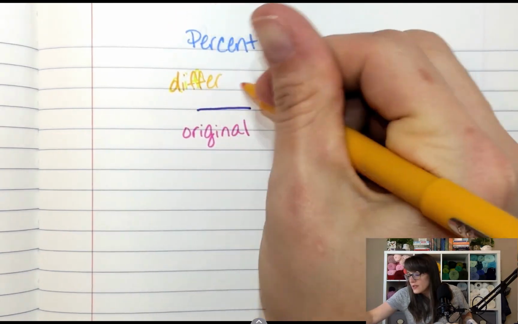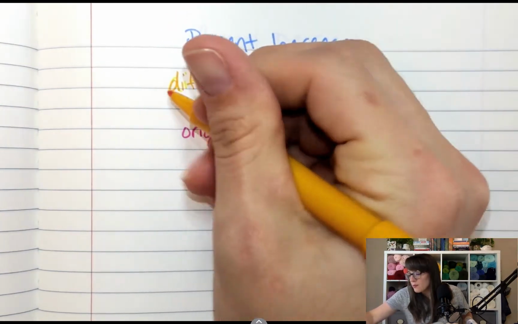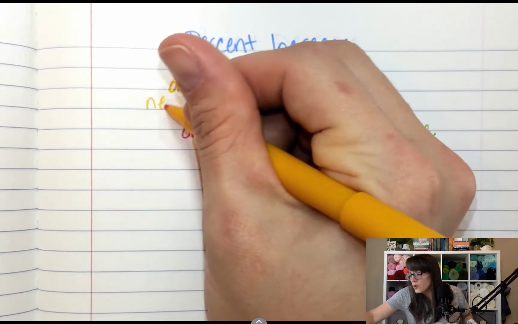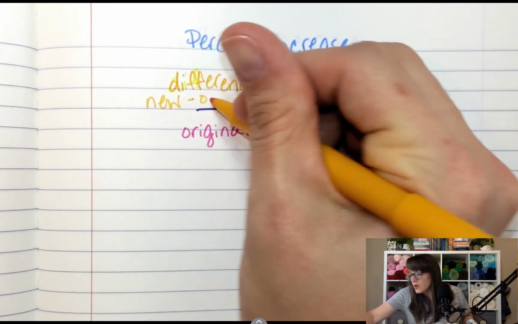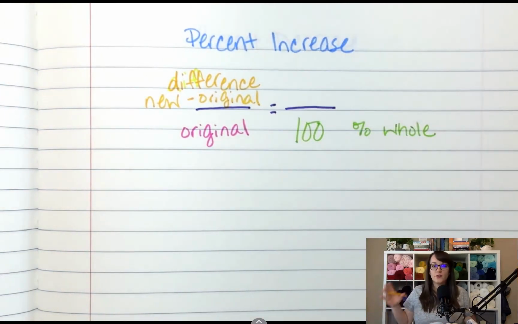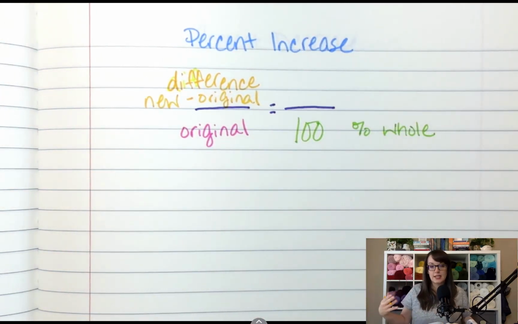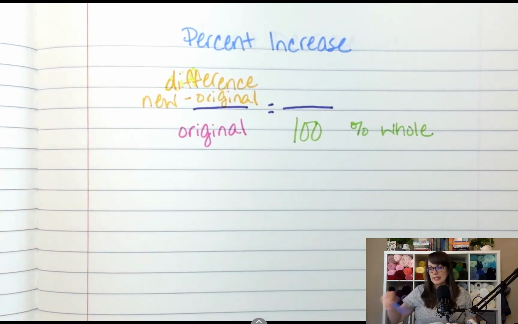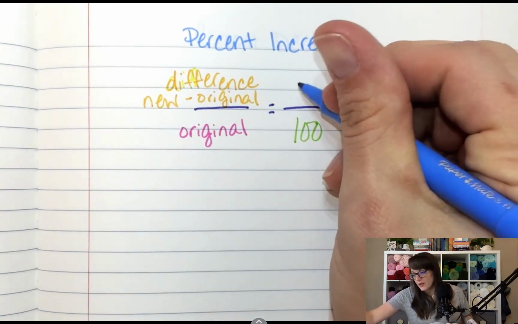The difference between new minus original. So the difference, subtracting the new amount minus the original. And then however much this number is in the top right corner, this is the percent of difference.